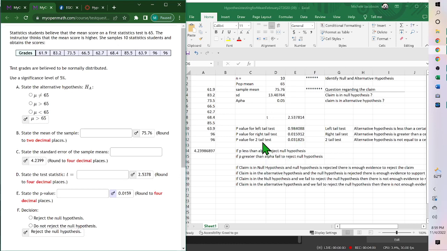0.015, comparing it to 0.05. If p is greater than alpha, or if p is less than alpha. Here p is less than alpha because 0.01 is less than 0.05. If p is less than alpha, reject the null hypothesis.